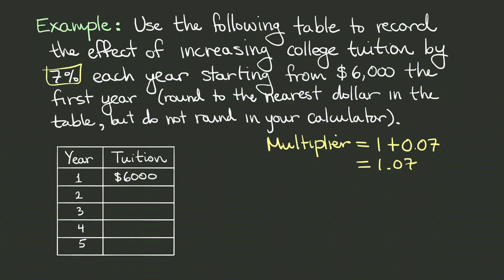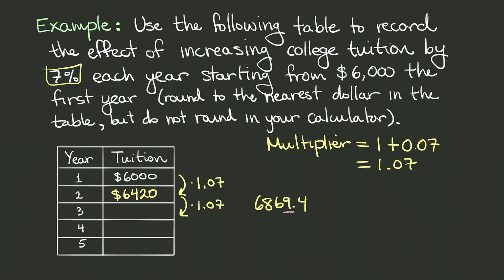So to get the second value in the table, or the value for year 2, we're going to multiply 6,000 by 1.07. And this gives us exactly 6,420. So we don't need to do any rounding. Now to get the next row in the table for year 3, we're going to multiply by 1.07 again. And this is going to give us 6,869.4, which now we need to round to the nearest whole number.